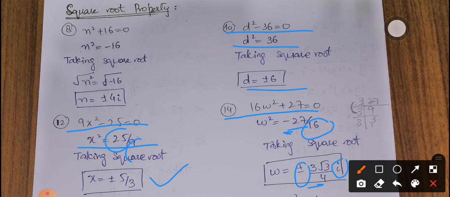The prime factorization of 27 is 3 into 3 into 3. This 3 square will be taken out of the square root, so we are left with 3 root 3, because I can write the square root of 27 as the square root of 3 square into 3. So this will cancel out the effect and the square root will be left with only 3. So 3 square root of 3 over 4, or you may use a calculator for computing the square root of 27.